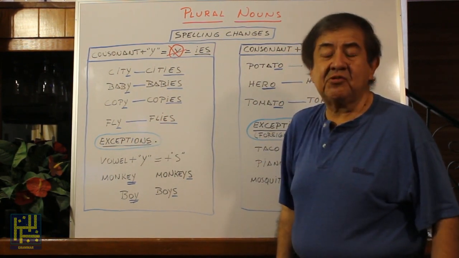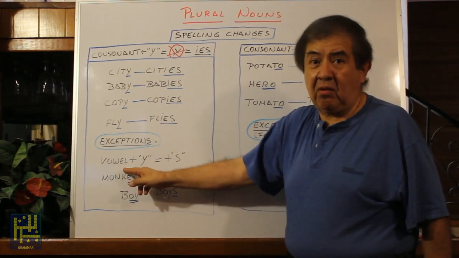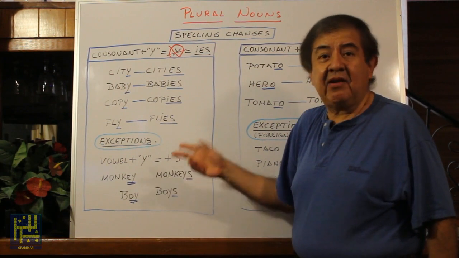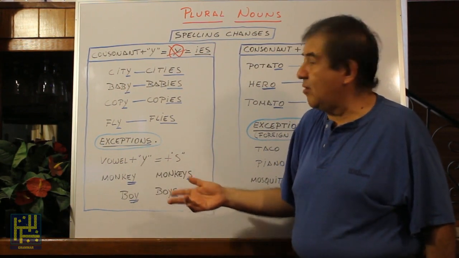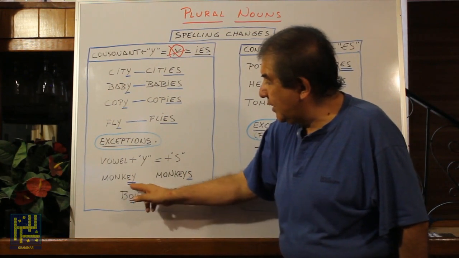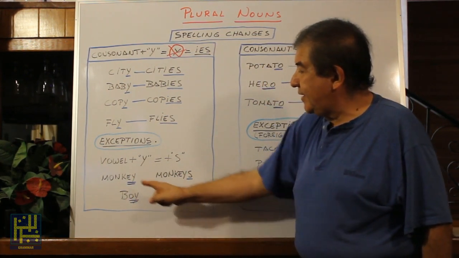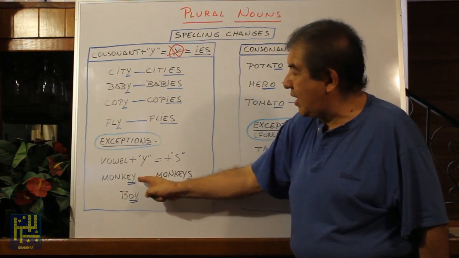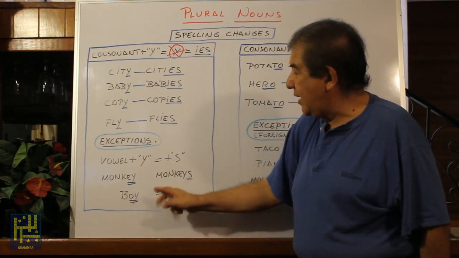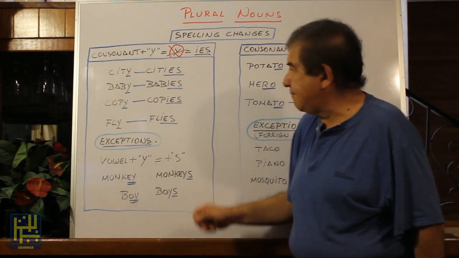But the exceptions are, if the noun ends with a vowel and a Y, then we're going to respect the Y and we'll only add S. Okay? So here, monkey, monkeys, boy, boys. That is vowel and the Y. So we respect the Y and we only add the S.